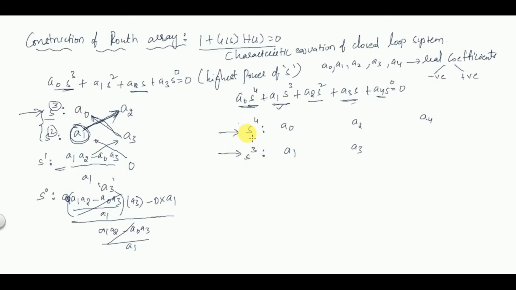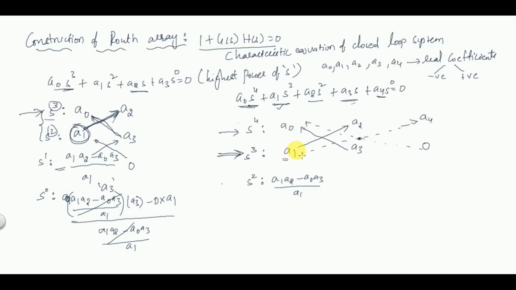If the highest power is even, write all the even coefficients; if the next row is odd, write all the odd coefficients. Next, s square: this multiplied by this and this multiplied by this, divided by a1, that is (a1 a2 minus a0 a3)/a1. If there is no coefficient, you can write 0. Then the next multiplication is a0 with a4 and 0 with a2.